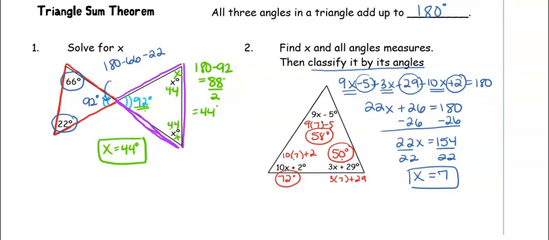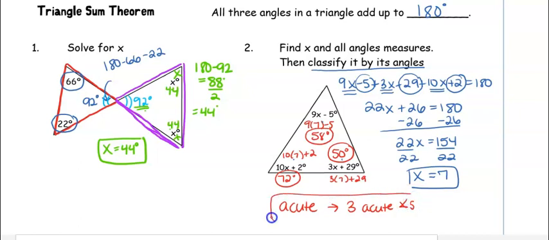So when I look at all those three angles, if I want to classify by its angles, this is going to be an acute triangle because I have three acute angles. Remember that an acute angle is an angle that is less than 90 degrees. So all three of my angles are less than 90, making it an acute triangle.